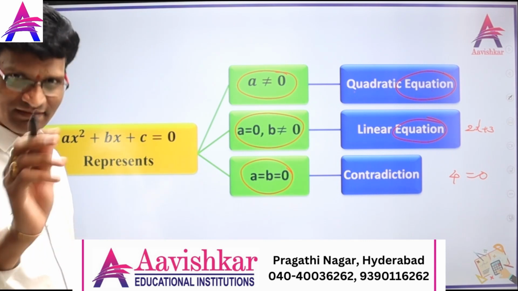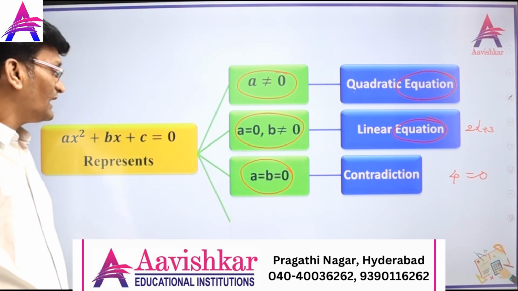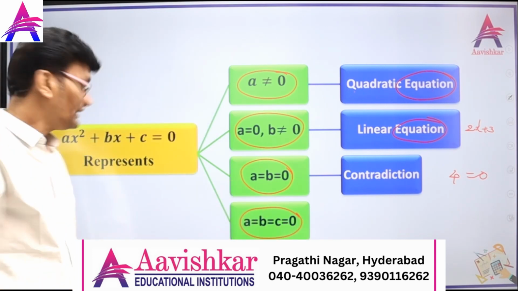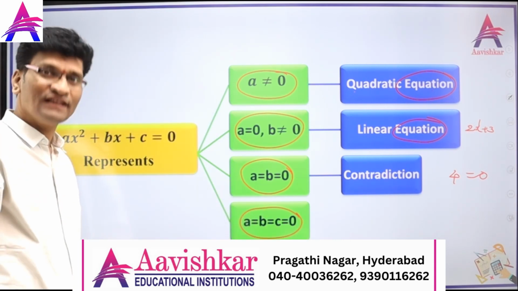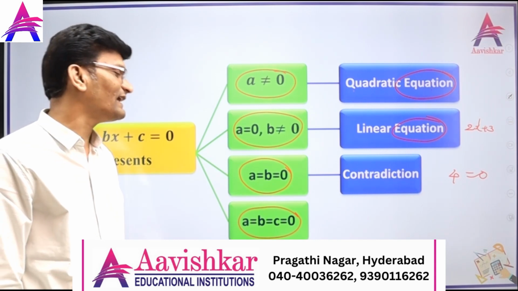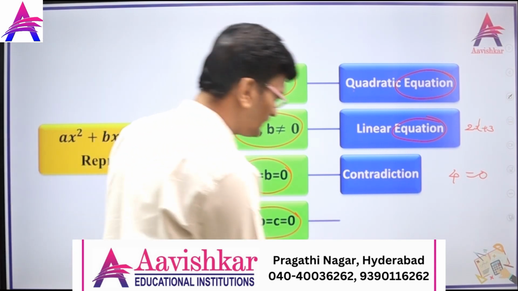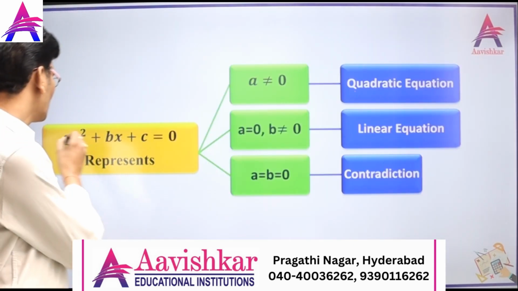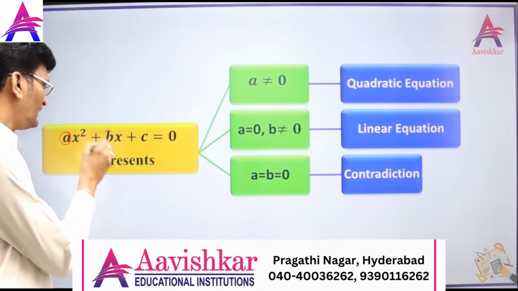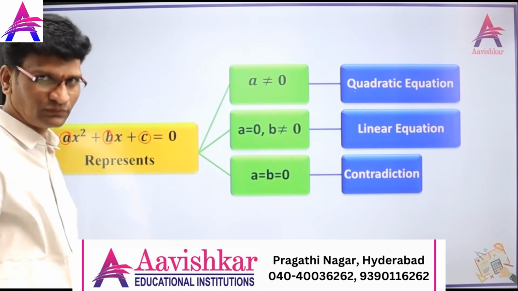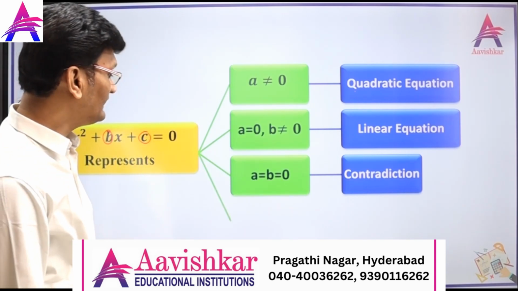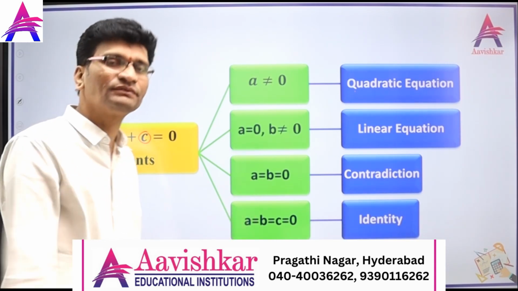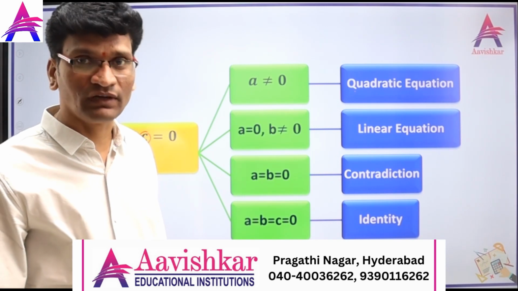Now the last but not least, that is, if a is equal to b is equal to c is equal to 0, it means all the coefficients are 0, then we say it is an identity. Identity means all the coefficients become 0. If a and b and c are zeros, then we say it is an identity. This is one of the most important concepts for the JEE Mains and Advanced.